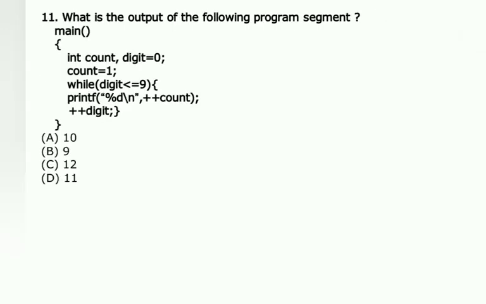Next, what is the output of the following program segment? So given the program, we need to find out the output of the given program. So here given variables count and digit are initialized. So we will take the count and digit variables here.